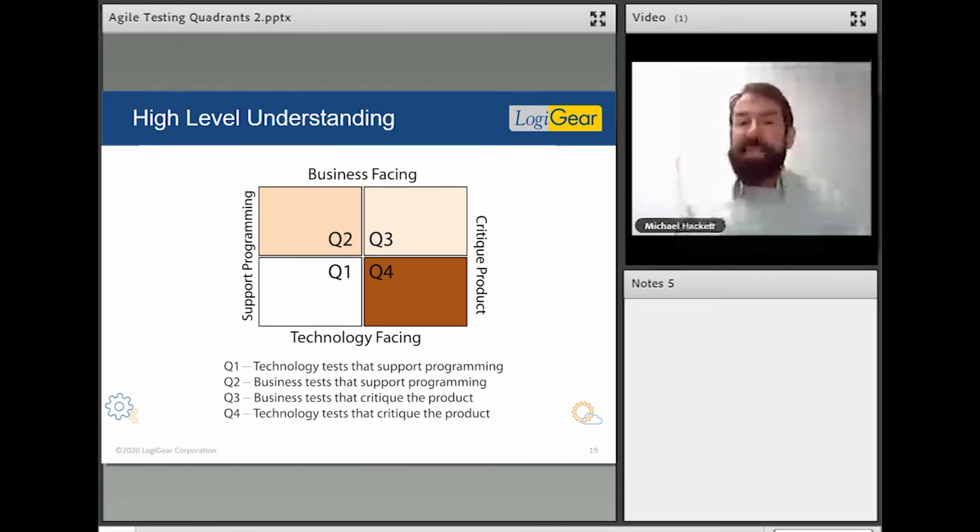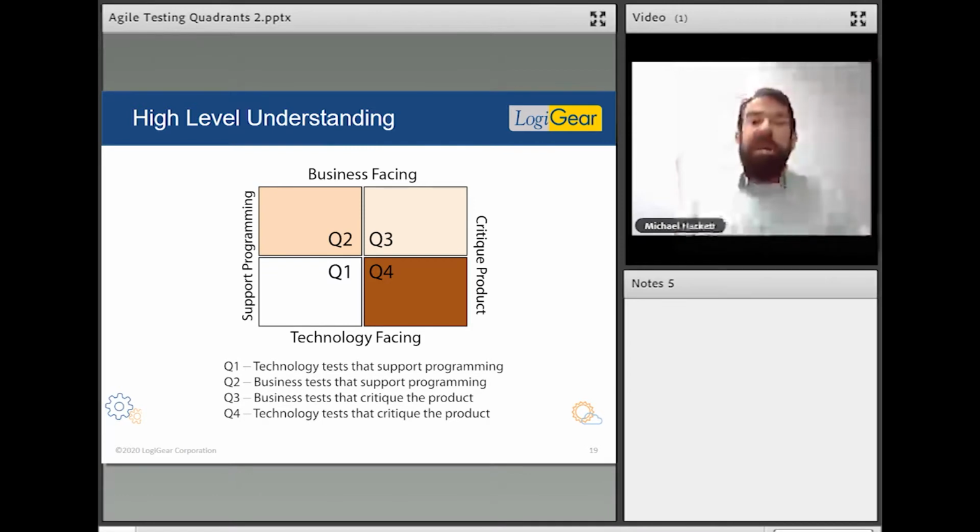Quadrant 1 is technology tests that support programming. The tests that we do in here, I'll tell you, Quadrant 1 is the easiest to talk about. Unit testing or component testing, very low-level testing. Unit testing is technical testing that supports programmers, right? I could write a couple of unit tests. I could write some code. If I'm doing TDD, I'd write the test first, I'd write some unit tests, and then write the code to make those unit tests pass. They're low-level technical tests that are supporting me as a programmer to write better code, to deliver better code.